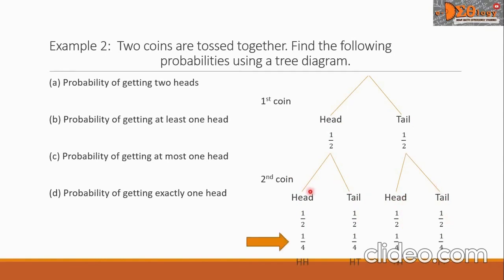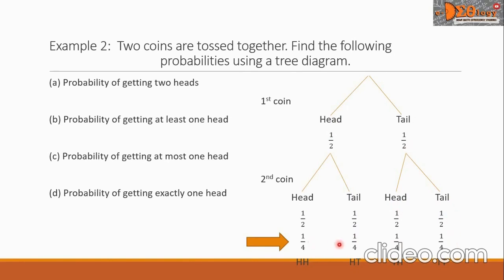Now, let us multiply the probabilities. So, turning head in the first coin and turning head in the second coin, that is 1/2 times 1/2, and the answer is 1/4. Now, here, when the first coin is head and the second coin is tail, the probability will be 1/2 times 1/2, and the answer is 1/4. The next is, when the first coin is tail and the second coin is head, the probability is 1/2 times 1/2, and the answer is 1/4. And the last, when the first coin is tail and the second coin is tail, the probability is 1/2 times 1/2, and that is 1/4.